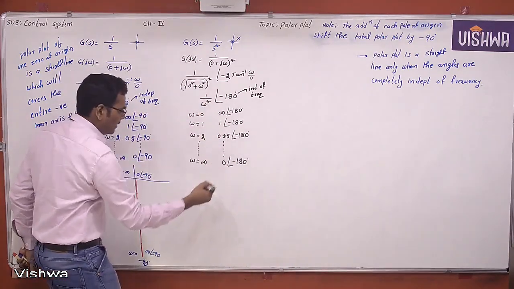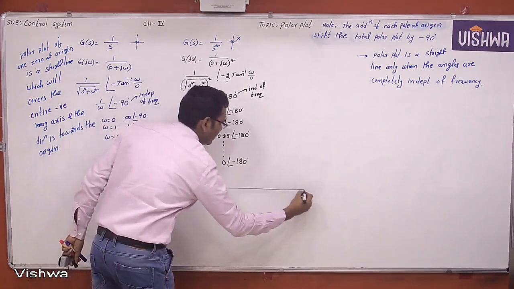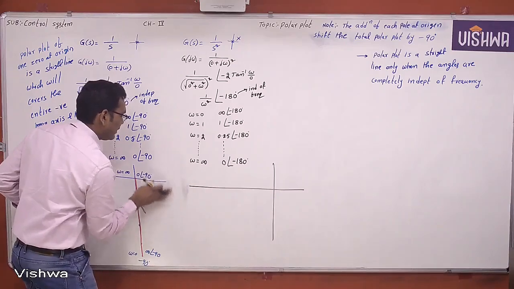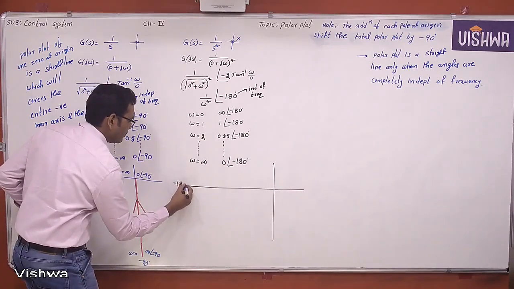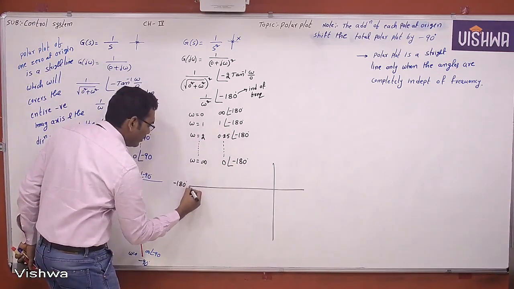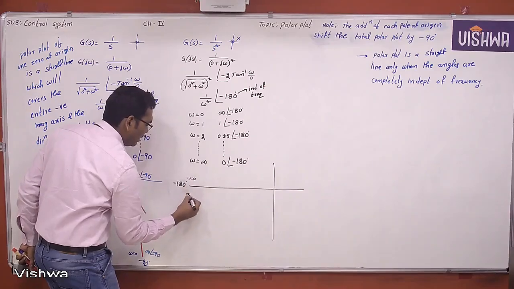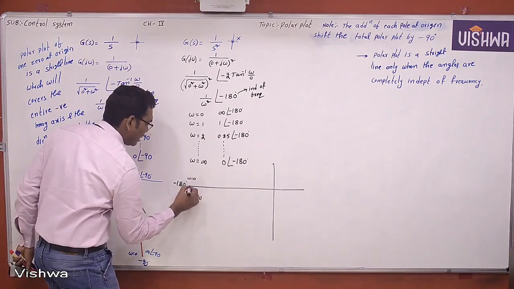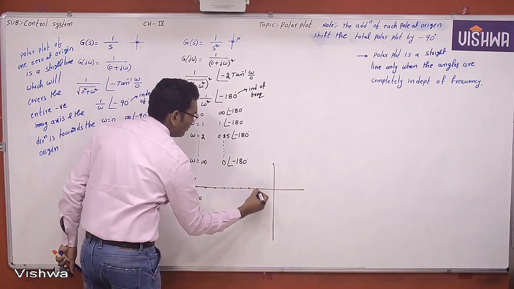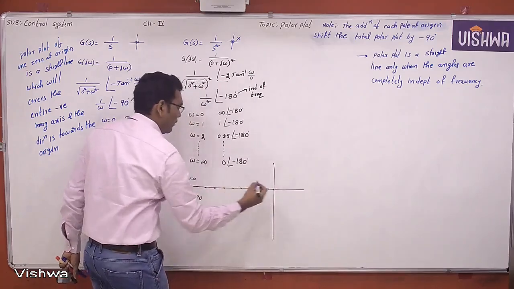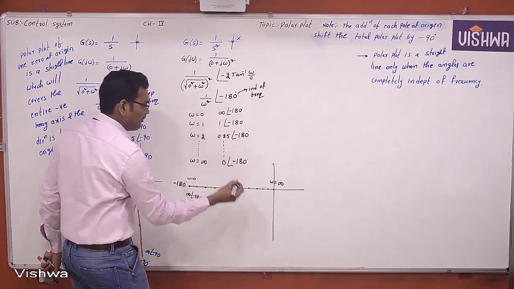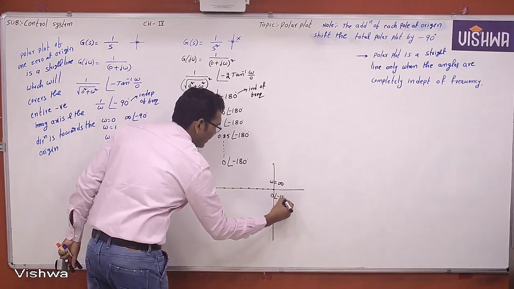Now students, this is a minus 180 degrees line. Now you select the minus 180 degrees line. In the minus 180 degrees line, what is the starting magnitude? Infinity. When omega equals 0, infinity at an angle of minus 180 degrees. Now when omega equals infinity, something by infinity, 0 at an angle of minus 180 degrees.